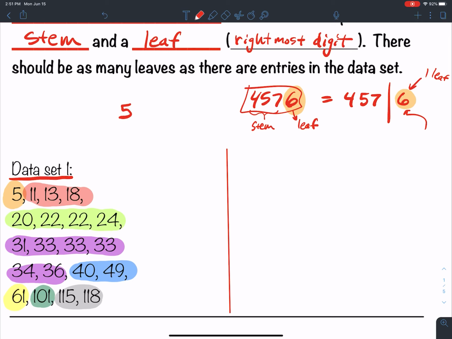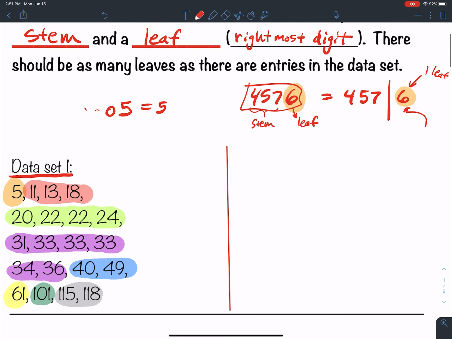How would I write a number that's just a single digit like 5? There's nothing to the left, but you can write it as 0, 5, which equals 5. The rightmost digit is 5, so that's the leaf, and the stem is 0. That's our only single digit. Now for 11, the rightmost digit is 1 and the stem is 1. Since the stem is not 0, we go down to the next row.